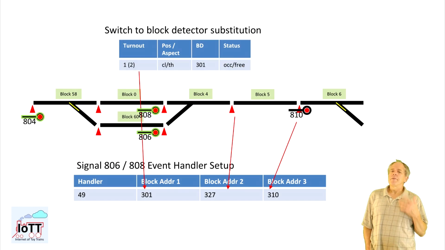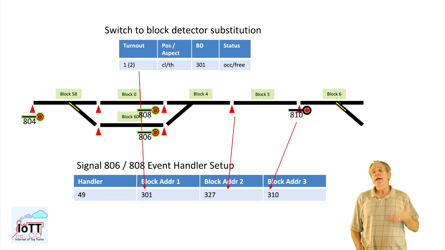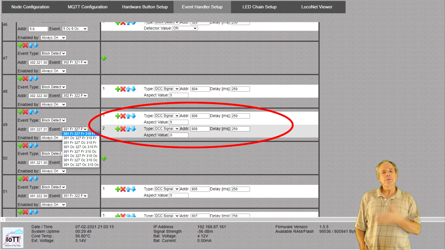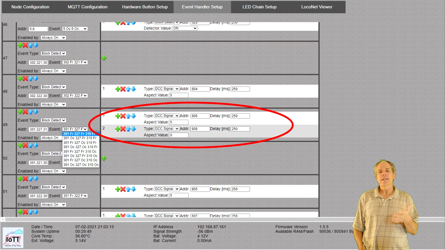The setup of event handlers for signals 806 and 808 follows the same principle. Again, I am using three inputs. The first is the position of turnout 1. The second is the immediate block, which in this case is the same for both signals. And the third is the status of signal 810, which is the first CTC controlled signal, and again is the same in both cases. So very conveniently, I can use the same set of input addresses for both signals 806 and 808, so I can go with one single event handler for both.